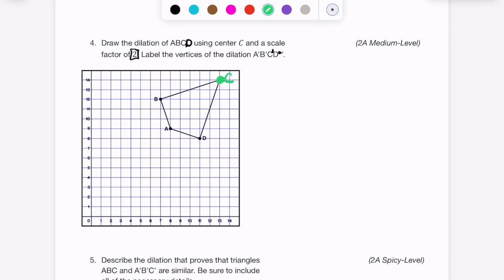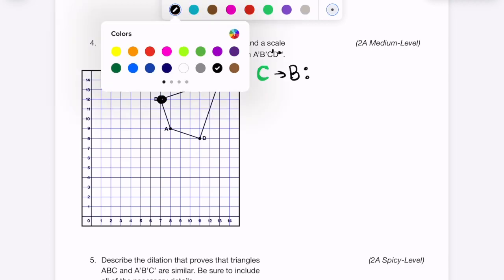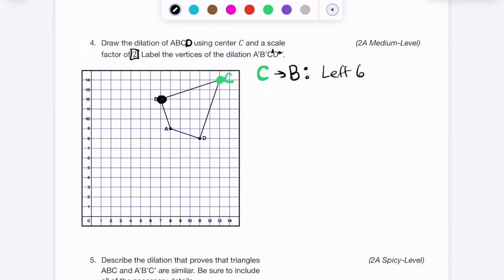So we can say, okay, C is my starting point. How do I get from C to point B? Okay, to get from C to point B currently, I go left 1, 2, 3, 4, 5, 6 units and down 2 units. Left 6, down 2.